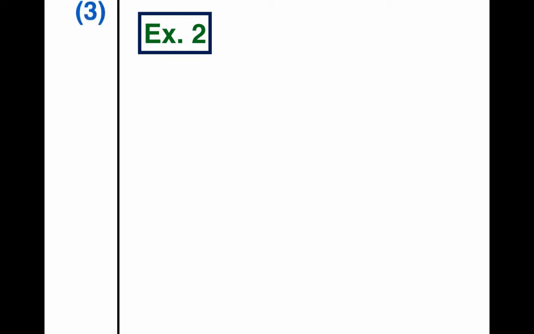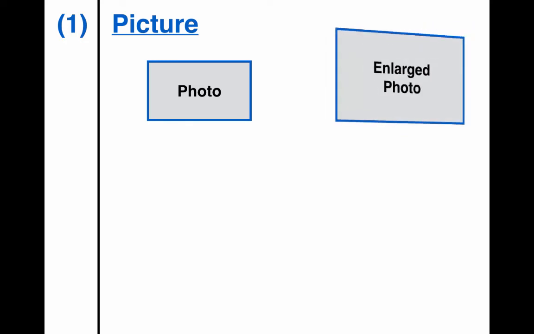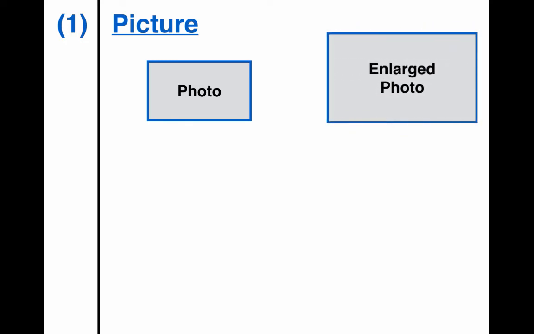So example 2, we're going to go in 3 steps. There's going to be a picture, a table, and an equation for this. We're going to start with the picture first. Here's the situation. You have a photo and you're going to take it to the store. And your plan is to enlarge it and blow it up and make it big, maybe almost like a poster or something. Now, your photo that you want enlarged, you're expecting it to be 12.5 inches wide and 20 inches long. That's the size of the picture that you want.